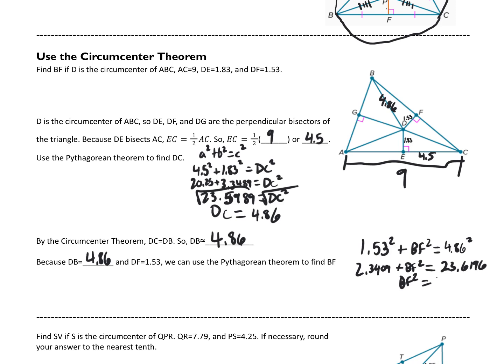So I want to get BF squared by itself, so I need to subtract 2.3409 off both sides. I get 21.2787. And then I take the square root of both sides. So take the square root of that number, 21.2787, to get approximately 4.61, we can just say. And that is the side length of BF.